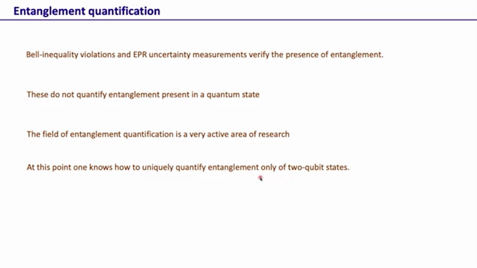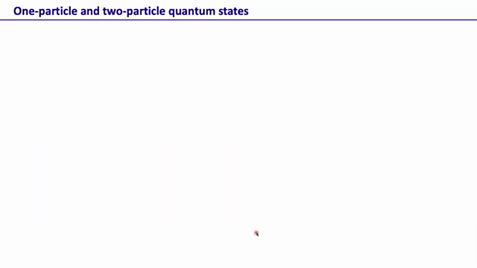I mean, one knows how to quantify entanglement of a generic 2-qubit state. Of course, if it's a 2-qubit state and if it's a pure state, then one knows how to quantify entanglement. For the generic 2-qubit state, we don't know. So as far as generic states are concerned, at this point one knows how to uniquely quantify entanglement only of 2-qubit states. So there is no unique quantifier of entanglement for multi-particle d-dimensional quantum states.